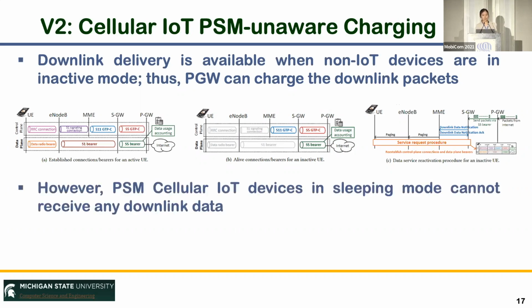However, it may cause charging issues to those sleeping IoT devices because the sleeping IoT devices are charged for the incoming downlink packets without receiving them. Moreover, if the incoming downlink packets are spamming, the sleeping IoT device cannot take any immediate defense against them.